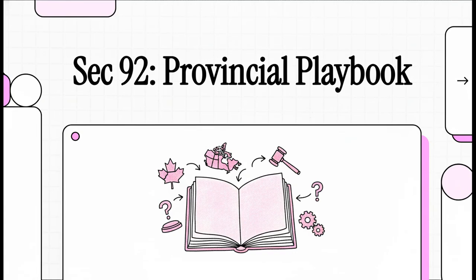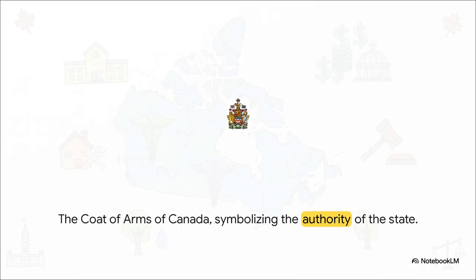Welcome to The Explainer. Today we're cracking open Canada's constitution to figure out something really fundamental. Who's actually in charge of what? Well, the answer is hiding in plain sight, in a part of the rulebook that affects you way more than you might think. Our guide on this trip is the Constitution Act of 1867.